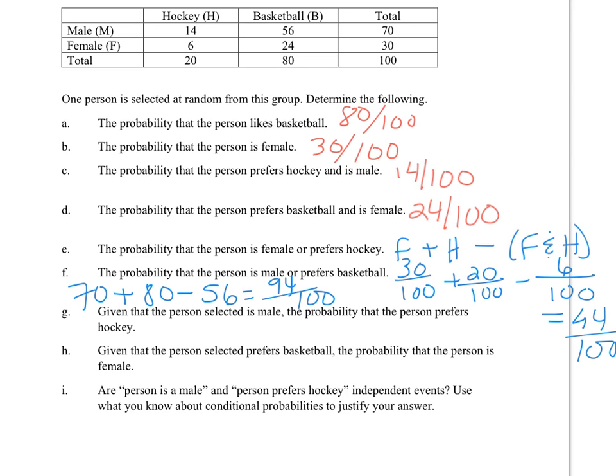Okay, now for G, given that the person is male, meaning my denominator is now just the total number of males. So the person prefers hockey. So now if I'm just out of males, that numerator is going to be 14. Given the person prefers basketball, so the total basketball is the denominator of 80. And given that they prefer basketball, what's the probability the person is female? So there's our 24 for the numerator.